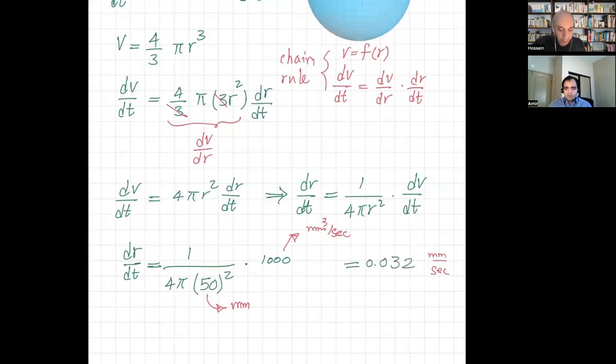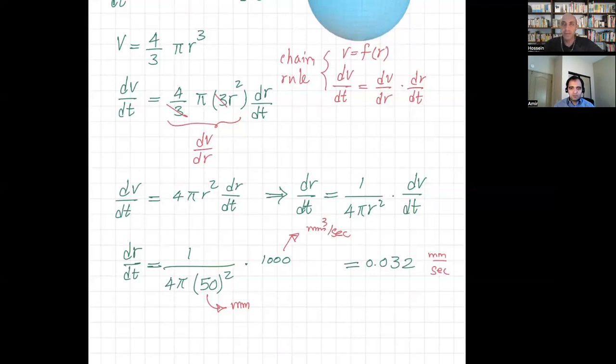0.032 millimeters per second. And this is also a positive value, and it makes sense because when the volume is increasing with respect to time, the radius of the sphere is also increasing with respect to time. That's correct. If it were decreasing, we would get a negative value. That's correct.